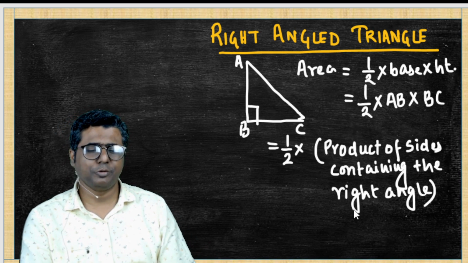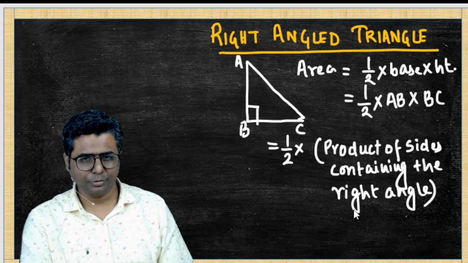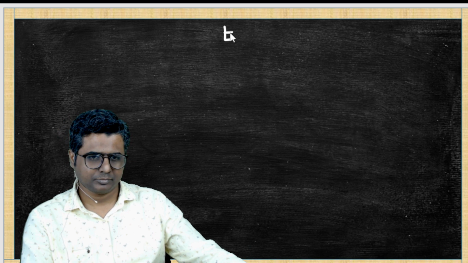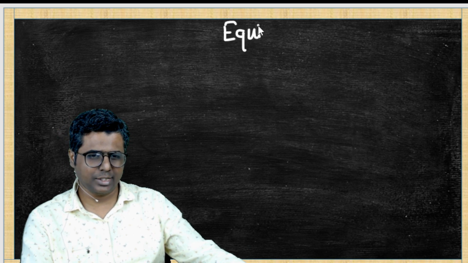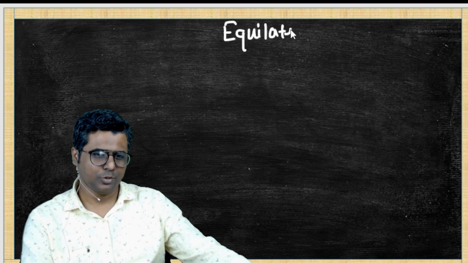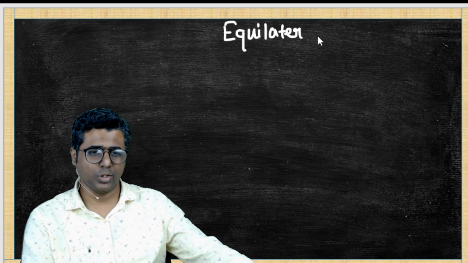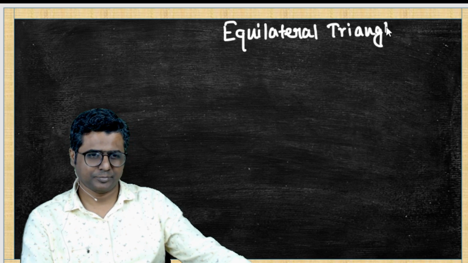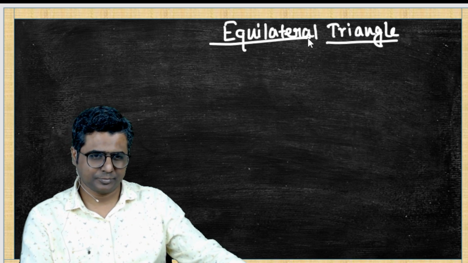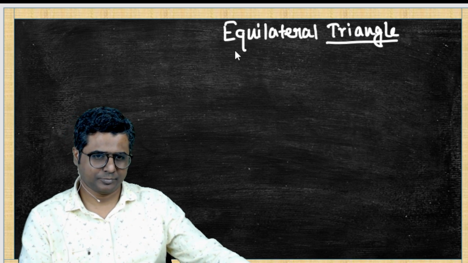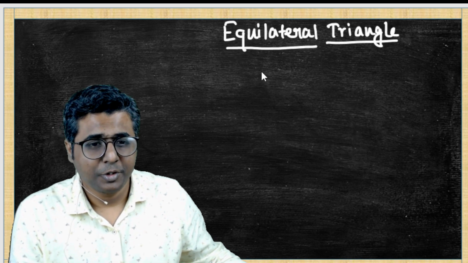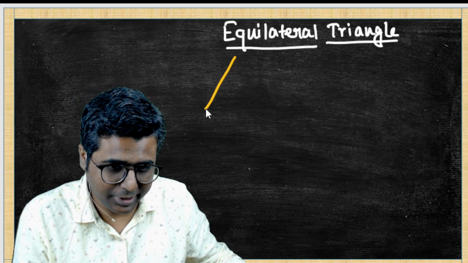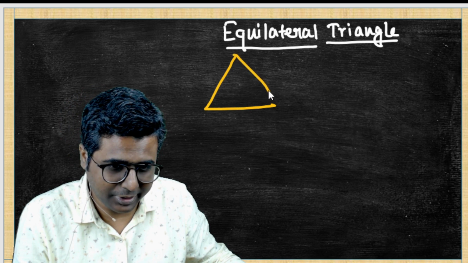Next, we are going to go into equilateral triangle. So, let us go. What is equilateral triangle? Equilateral triangle is a triangle which is having all its sides equal. So, in equilateral triangle, definitely I have to draw a diagram of equilateral triangle. So, I will draw a diagram of equilateral triangle. Looks good.